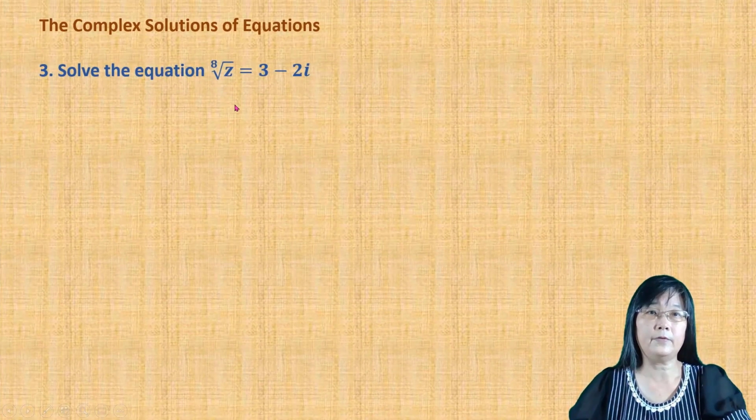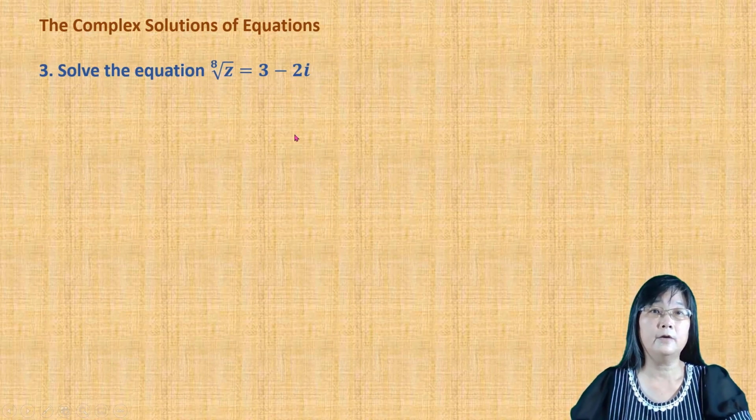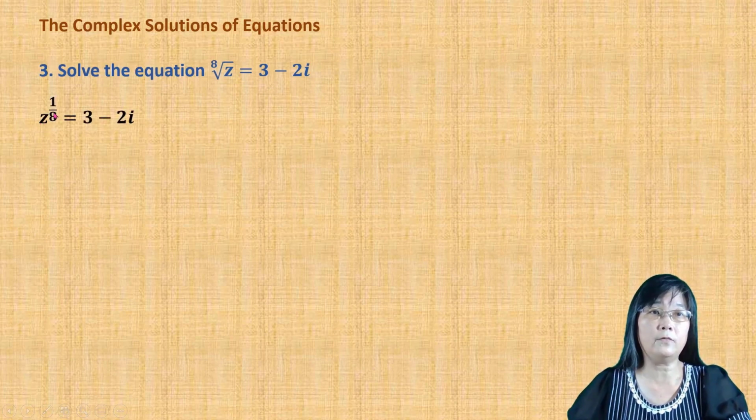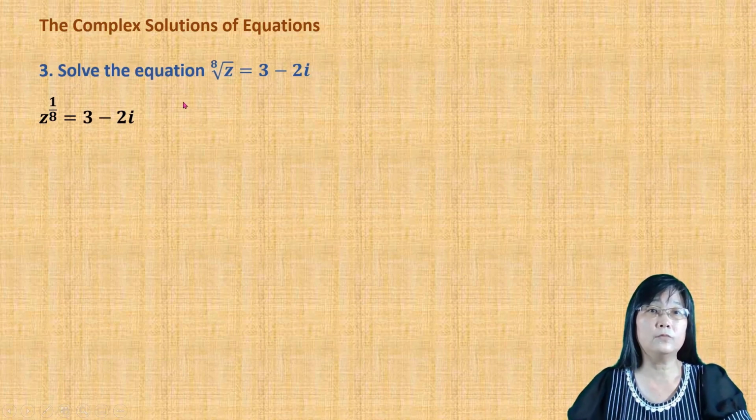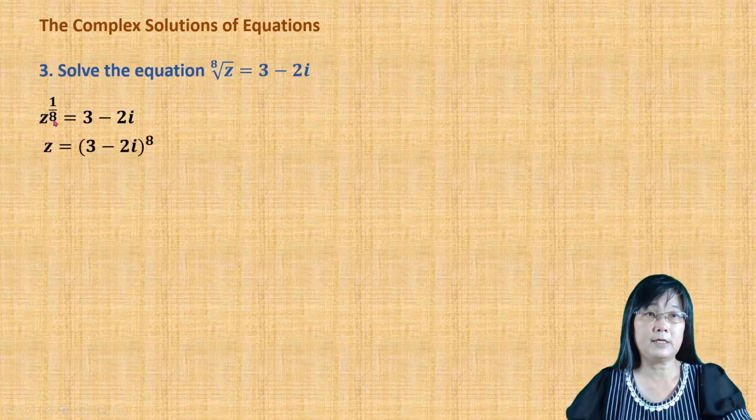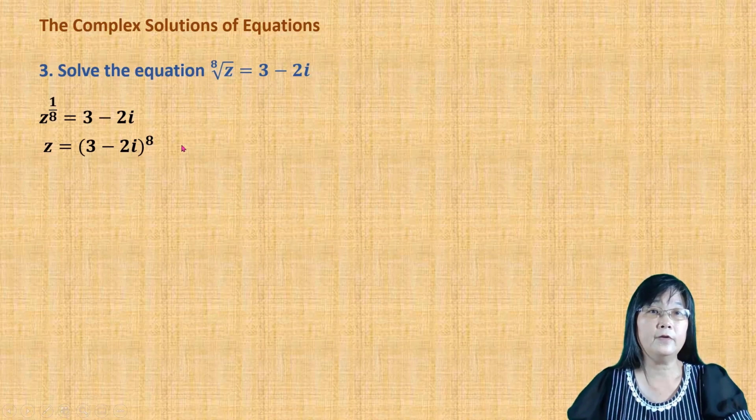Now let's look at this example. It is given that an 8th root of a complex number z is 3 minus 2i. The 8th root of a complex number z means z to the power of 1 over 8. Solve the equation. Solve the equation means we need to find the complex number z. So to find z, we throw the power 1 over 8 to the right hand side, and it becomes power 8. To find the complex number power 8, we are going to use De Moivre's theorem.